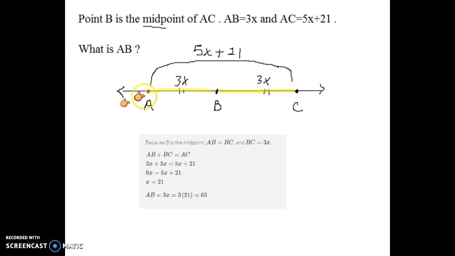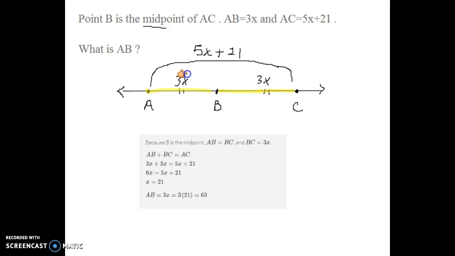I like to draw a picture, and so there's a couple things you need to make note of. We've got a segment AC, and then they say that B is the midpoint. Now that's important. They didn't say between, they just said a midpoint. So midpoint means it's in the middle. So that tells us that segment AB is going to be equal to segment BC. So that's what these little tick marks show you, that those two are congruent.